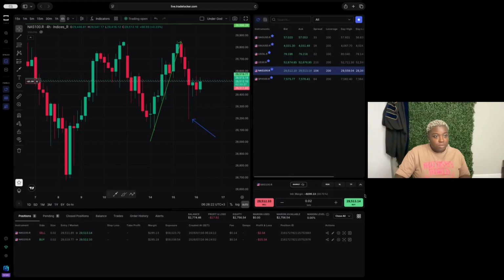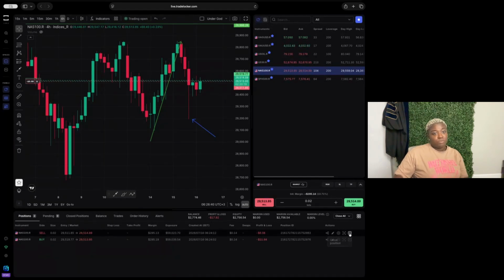Now, entering and closing a trade. Like I say, you want to enter a trade. If you're buying, you would hit this green button. If you're going to sell, you would hit this red button here. The entry and the exit. The entry is when you open the position, and this is when you decide, I believe price is going to go in this direction.